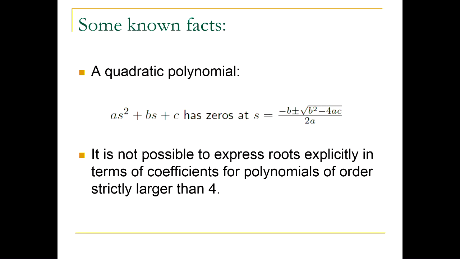Well, if you have a quadratic polynomial, and you want to set this equal to 0 and find its zeros, then this is the formula, and you've seen this in high school. Now the problem is that it's not possible to do something like this in general, if you have polynomials of order strictly larger than 4. So you've probably never seen a formula because it doesn't exist. Now you can still find solutions numerically, but you cannot find solutions analytically as a function of the coefficients of the polynomial.